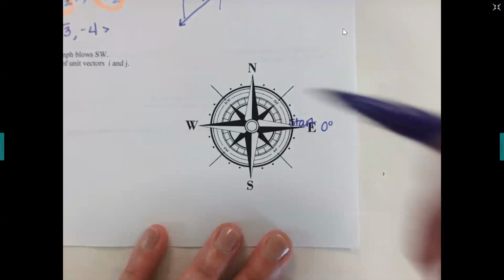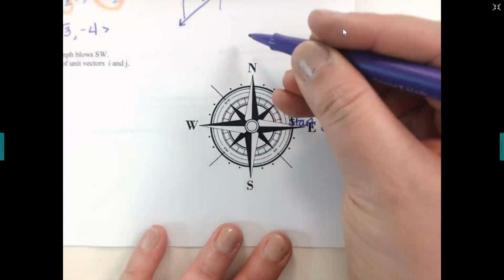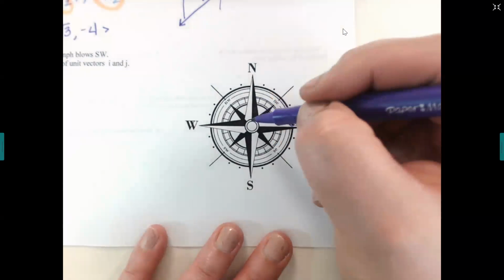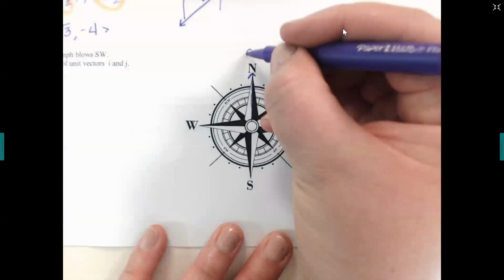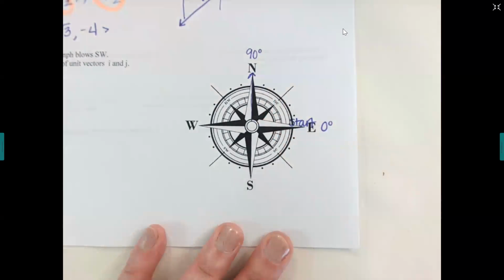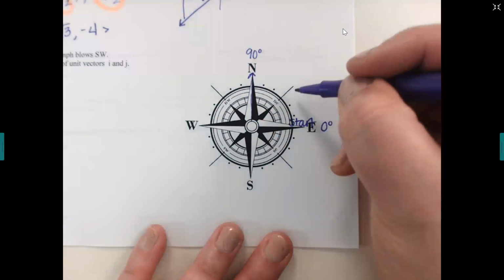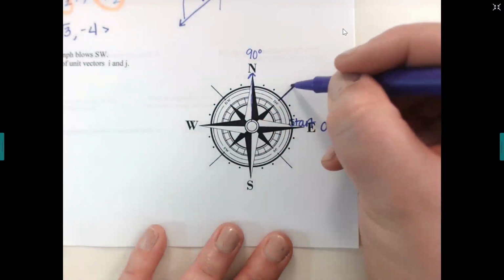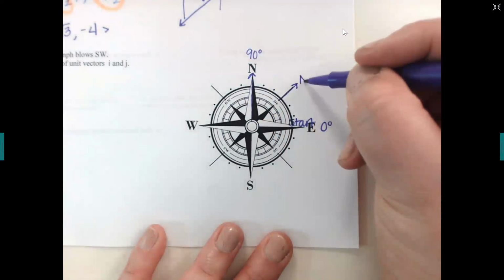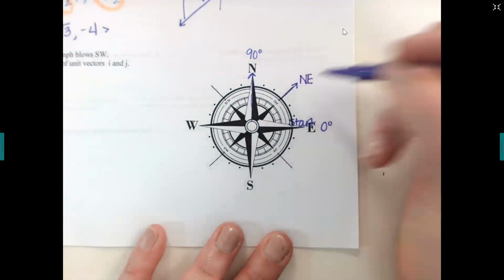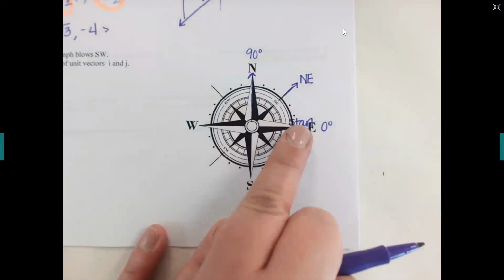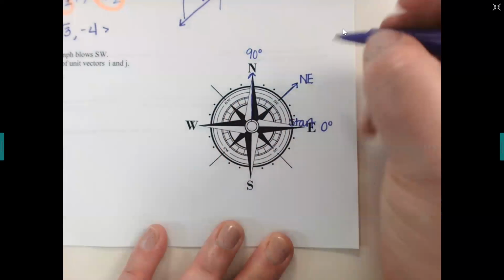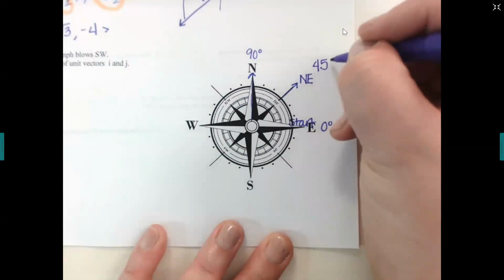What about if I was headed north? Look at the circle. How many degrees would north be? 90. Okay, then in between that, you would call this direction what? Do we remember? Northeast. And it would be perfectly between north and east, which means that it would be 45 degrees.